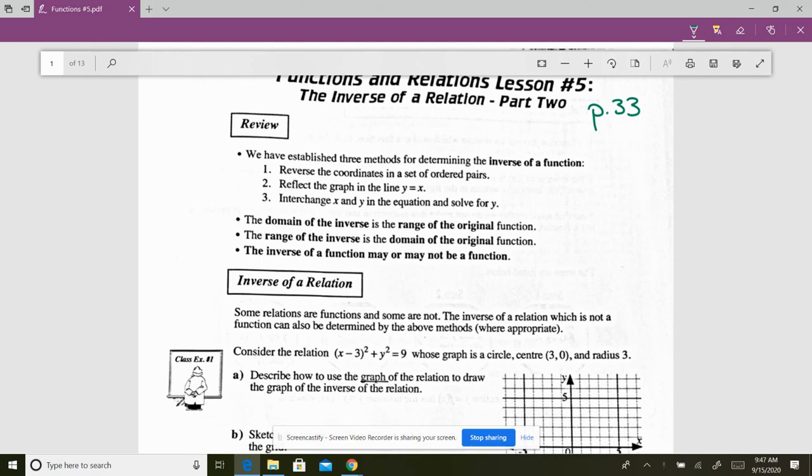So we've looked at 3 ways to do an inverse. The first two are: reverse the coordinate set, reverse the ordered pairs, switch the x, y values, and reflect the graph in the line y is equal to x. These two methods are for graphing.